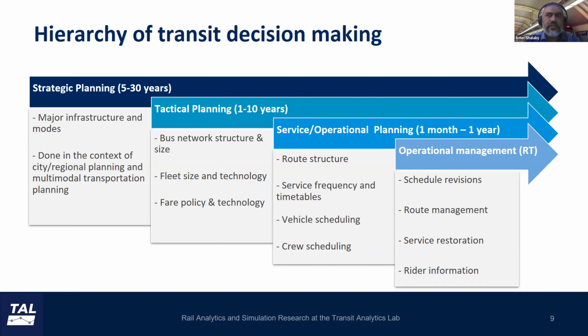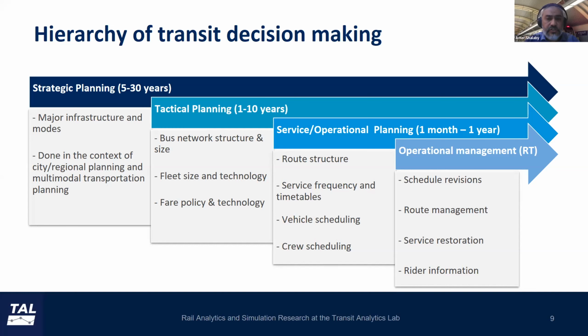And as we all know, transit decision making has a hierarchy to it. There is strategic planning that usually has a planning horizon of 5 to 30 years, and this is mainly concerned with major infrastructure and mode decisions. The next level, tactical planning, 1 to 10 years, is mainly concerned with bus network structure and size, fleet sizing and technology, fare policy and technology. So making decisions about all of those.